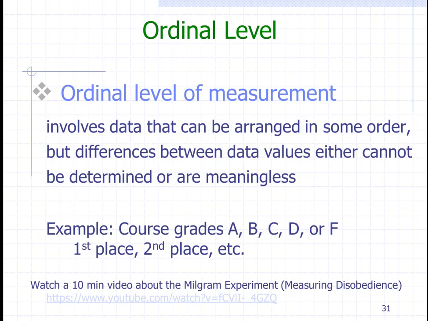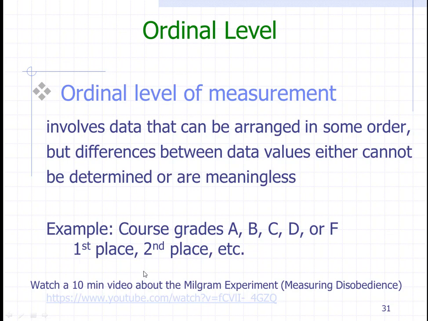Then there's the ordinal level of measurement. Again, they're a label, but they can be arranged in an order. So for instance, we know that an A is better than an F when we talk about course grades. When we're running a race, we know first is better than second is better than third, etc. But I can't say that second place is twice as good as first place. It doesn't make sense.